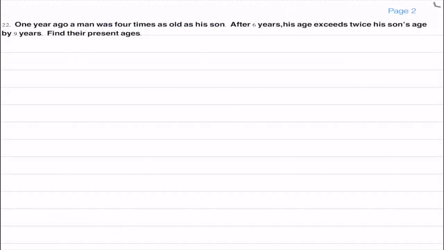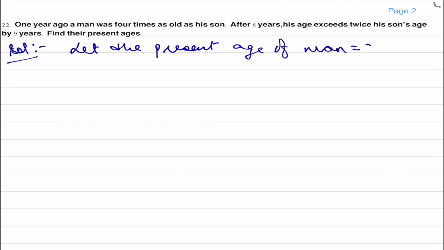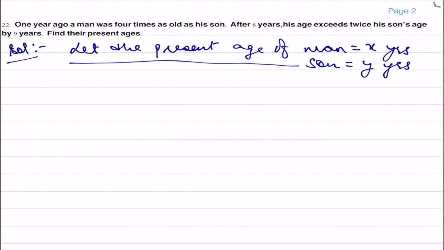Next question is based on age problems. So the question is: 1 year ago a man was 4 times as old as his son. After 6 years his age exceeds twice his son's age by 9 years. Find their present ages. So here we have two characters. First is the father, second is the son. Let the present age of the man be x years and the present age of the son be y years. This is the present age.